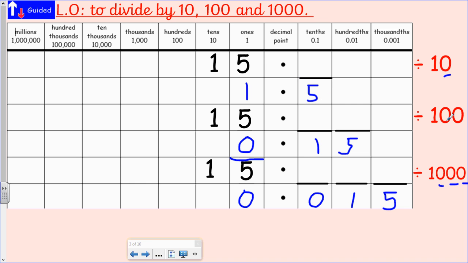I'm hoping you can see we've divided by 10, moved 1 place. And then between dividing by 10 and dividing by 100, we've moved 1 more place. Dividing by 100, dividing by 1,000, we've moved 1 more place. Always look out for patterns where they are, year 6.